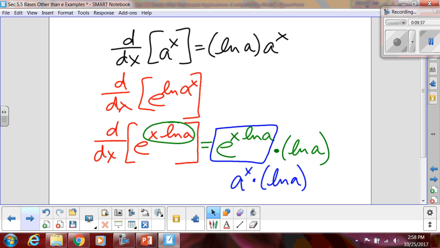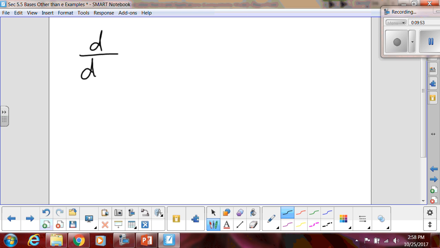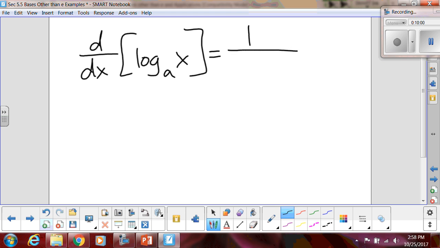And then the same would be applied to the a to the u. The same logic applies to that. The other thing I wanted to show you on number 3, your number 3, it says the derivative of log base a of x is equal to 1 over ln of a times x. All right, so again, it looks very similar to natural log of x.